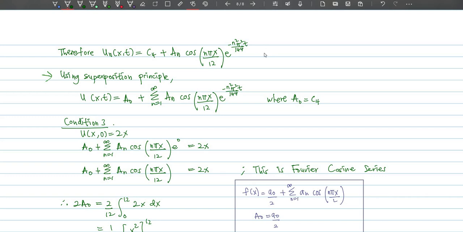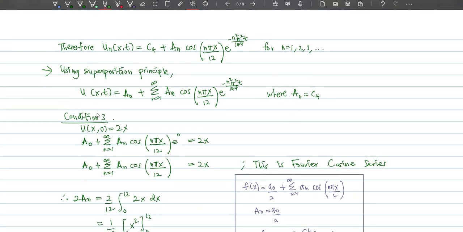Okay, here you need to add one more thing for n equal to 1, 2, 3 until infinity, because it is still in terms of n. After we apply the superposition principle, we don't have to write this over again, because we substitute it with the summation here, summation n from 1 to infinity. And here you need to define what a naught is equal to, C4. Okay, what is the replacement?